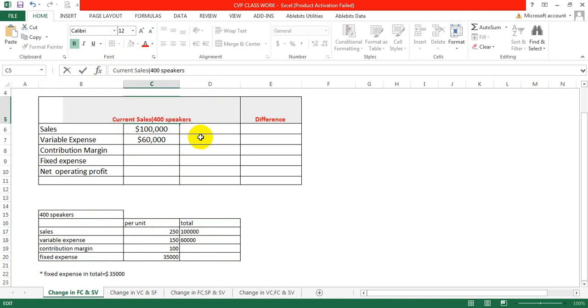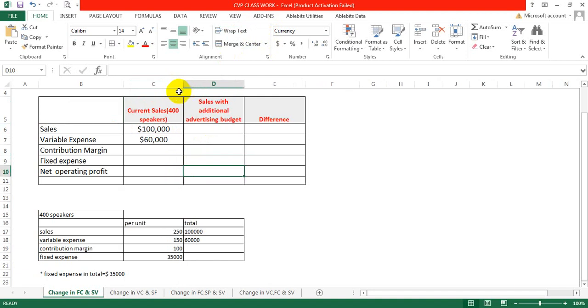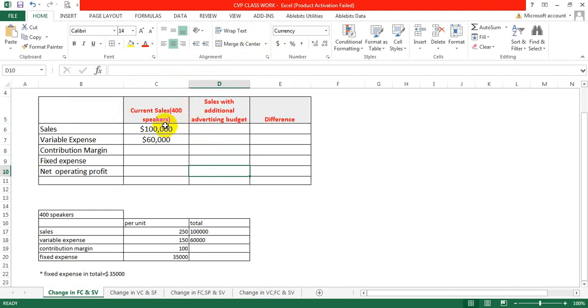The units were 400. On 400 speakers, contribution margin is sale minus variable expense. And the fixed expense we already know, that is 35,000, right? So the net operating income on 400 speakers is again contribution minus fixed expense, that is 5,000. So we are getting a net operating income of 5,000.